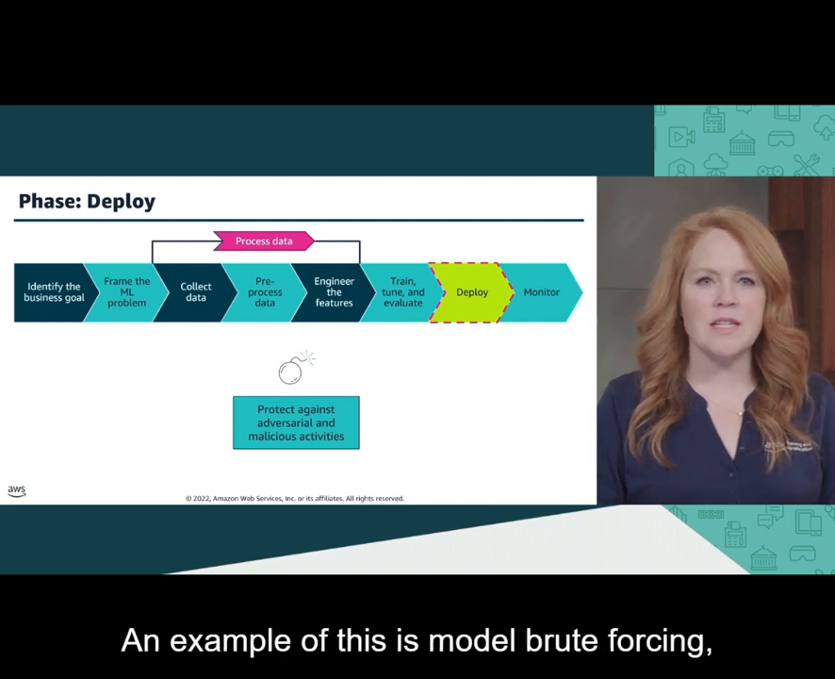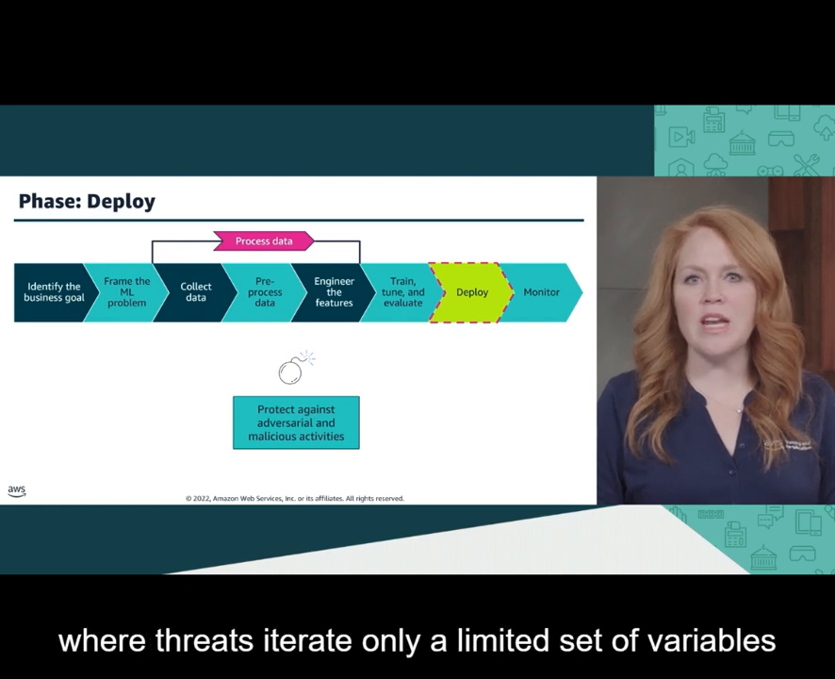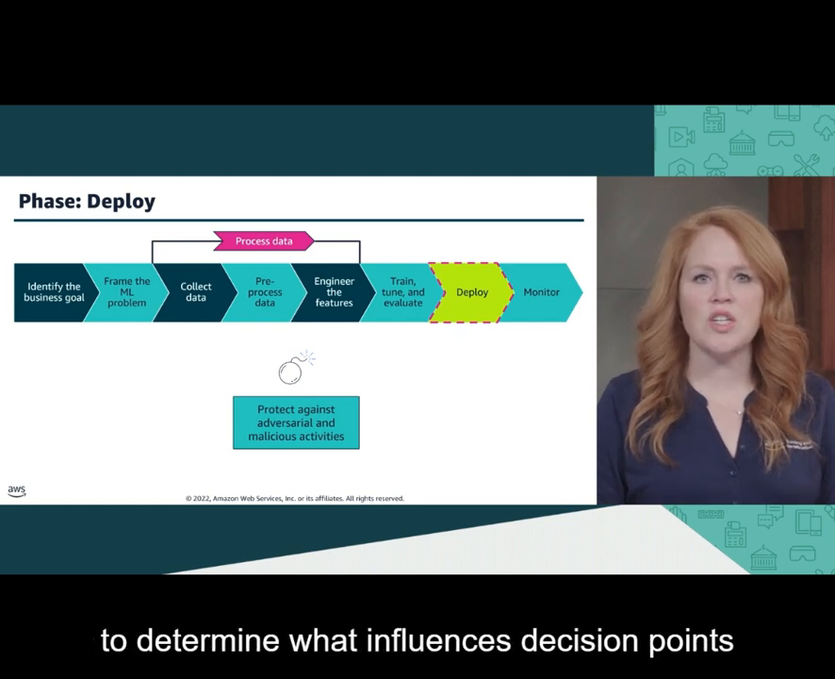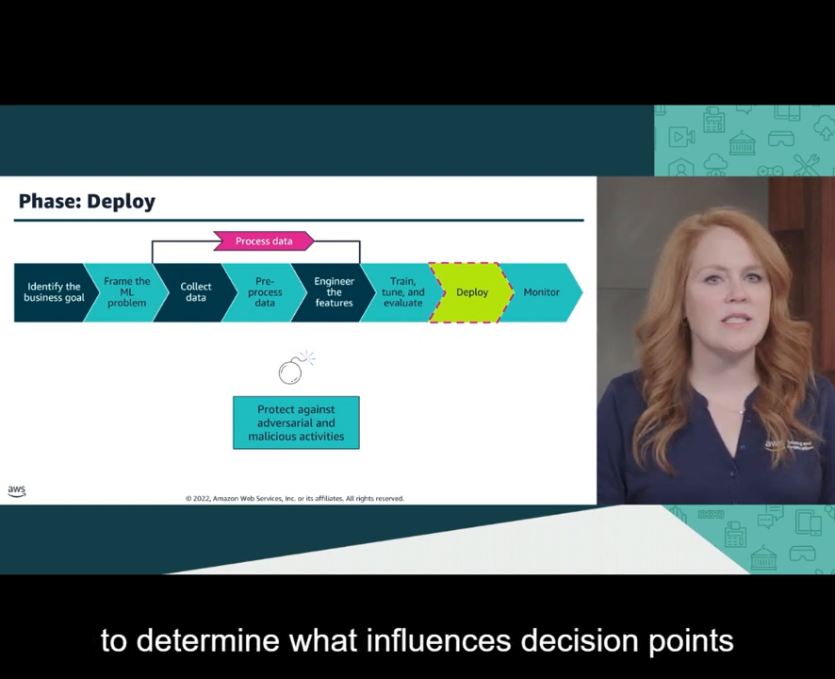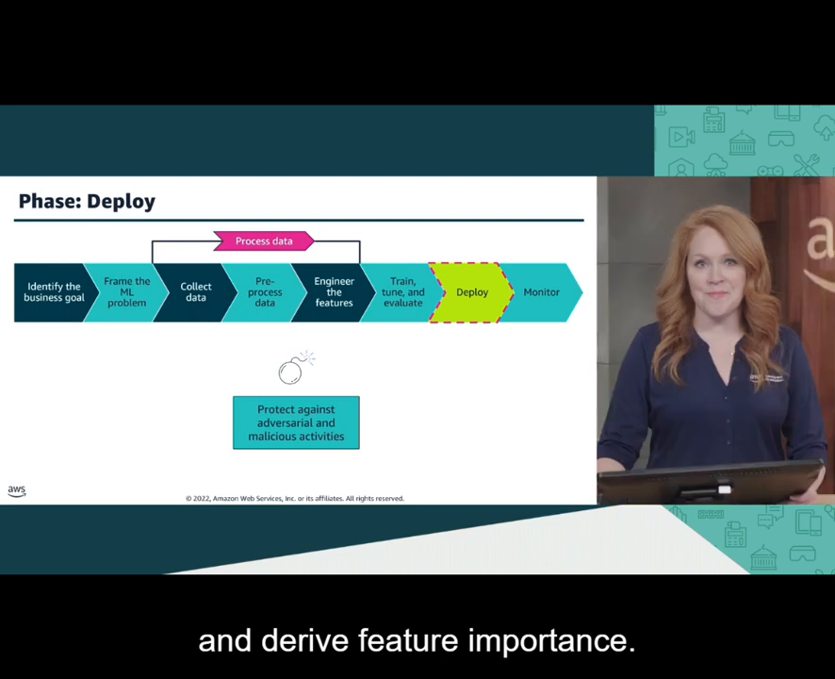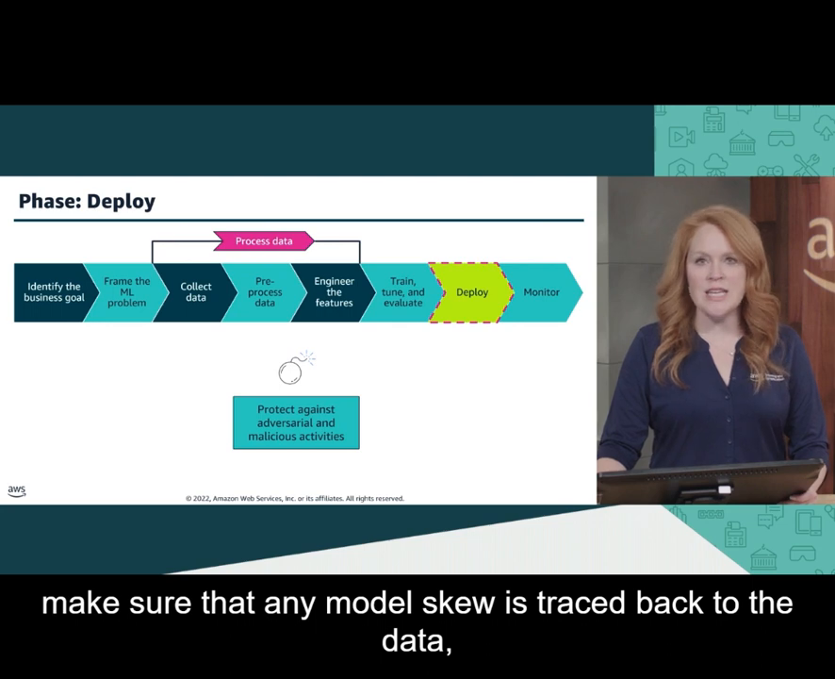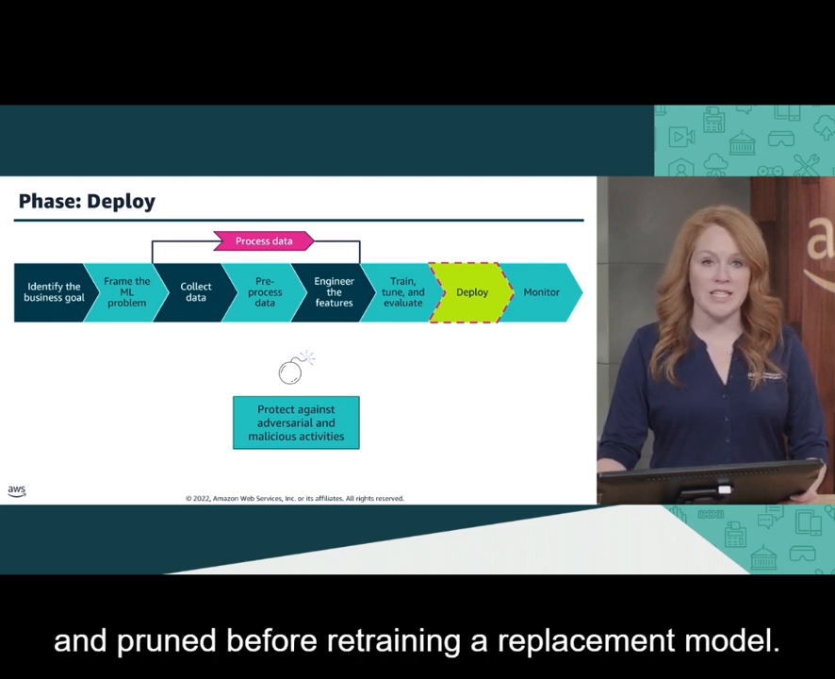An example of this is model brute forcing, where threats iterate only a limited set of variables to determine what influences decision points and derive feature importance. If retraining on untrusted or invalidated inputs, make sure that any model skew is traced back to the data and pruned before retraining a replacement model.